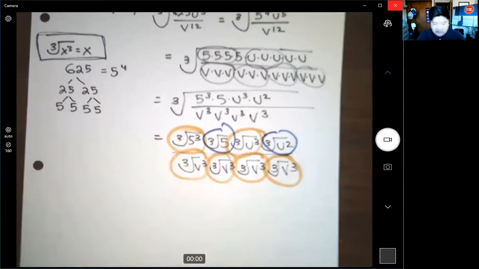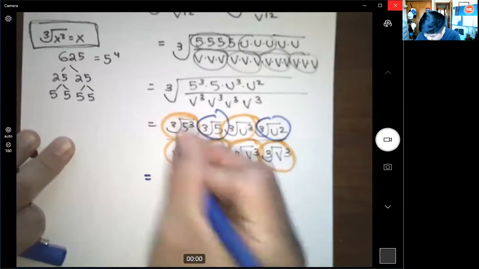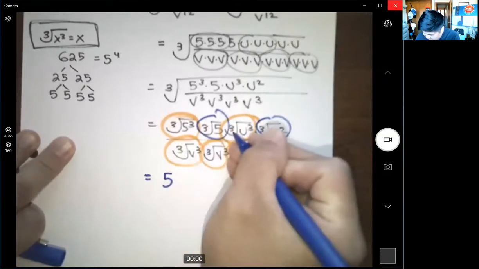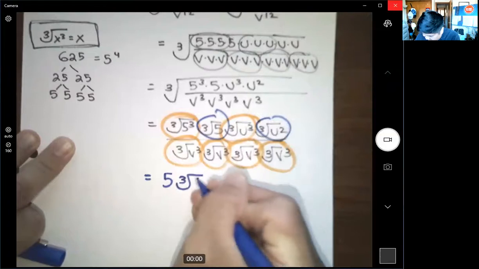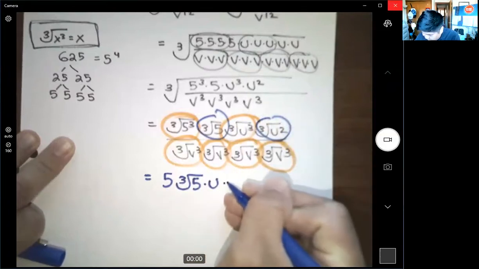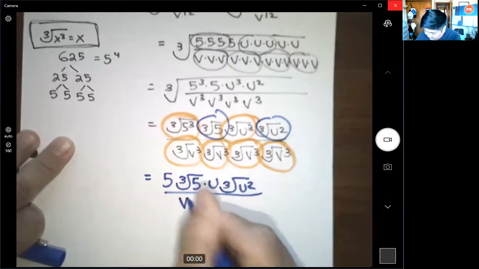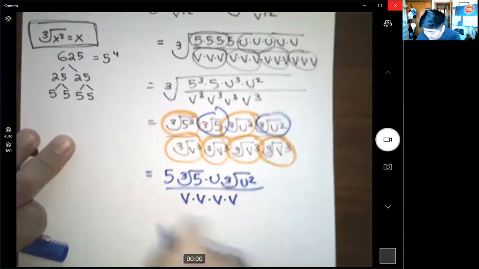All right, so now what do I have here? Well, the cube root of 5 to the 3rd is 5, and then I have cube root of 5, then cube root of u to the 3rd is u, then I have cube root of u squared, and in the denominator I have v times v times v times v.